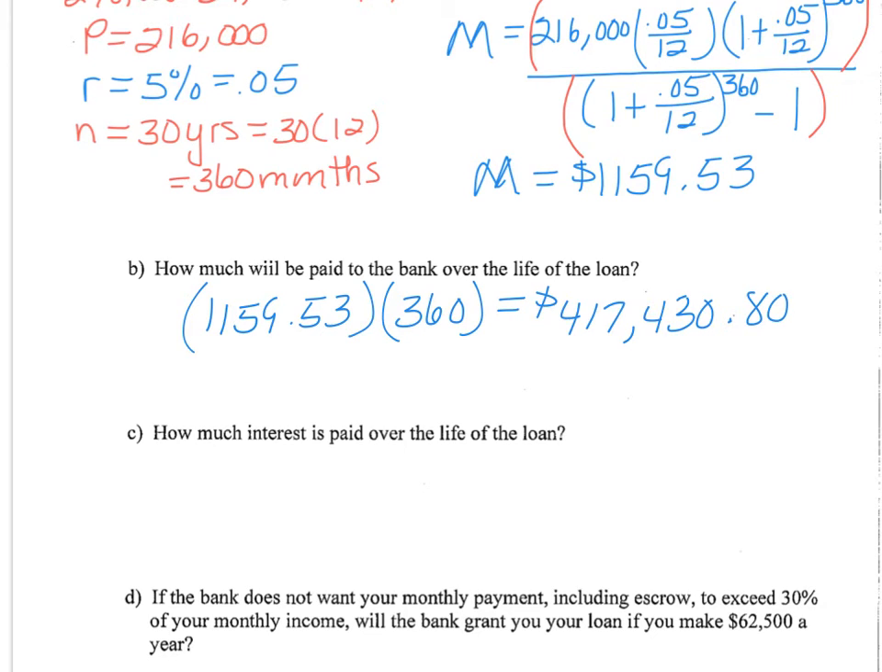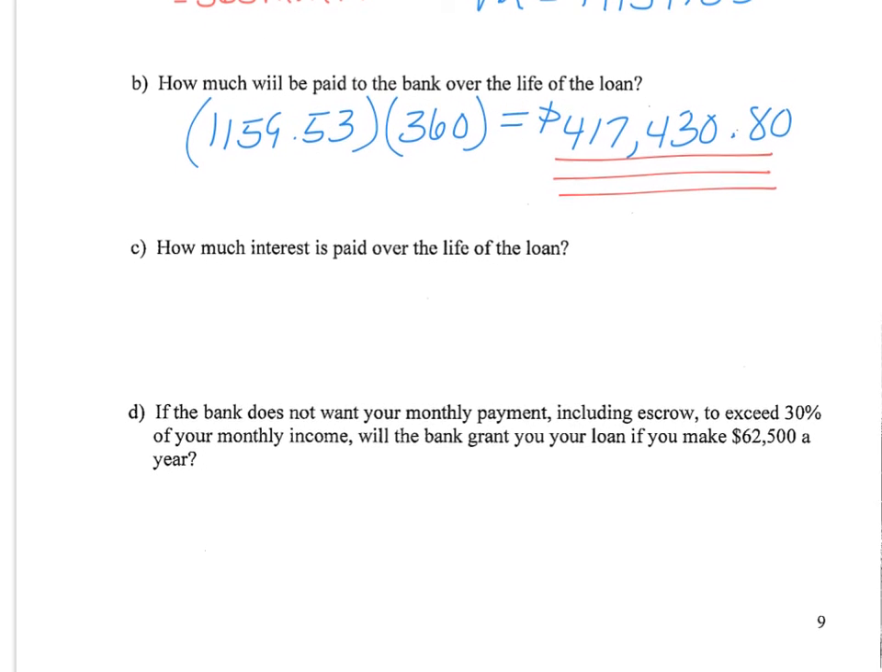Okay, so now think about this. I took out a mortgage for $216,000. Look how much I've got to pay back at the bank to borrow that money. Almost double of what I took out. That's a lot of money. Okay? All right, let's go down to letter C.